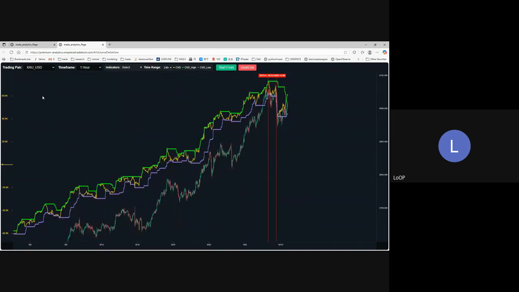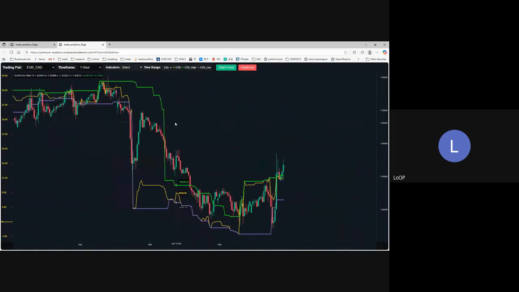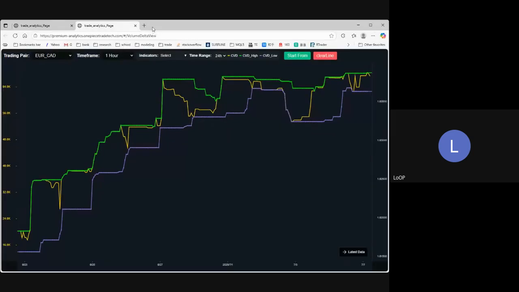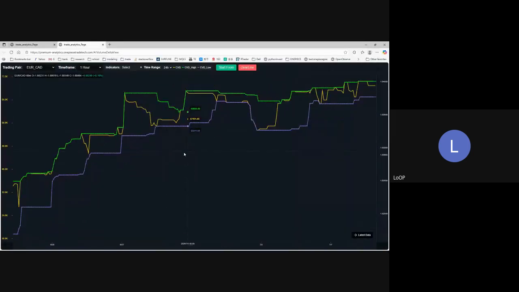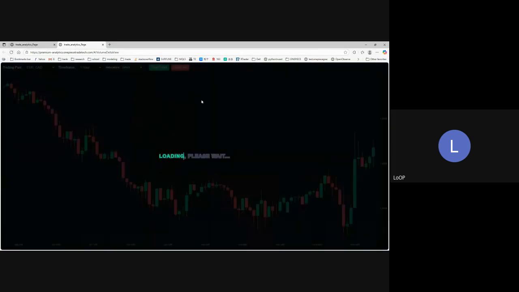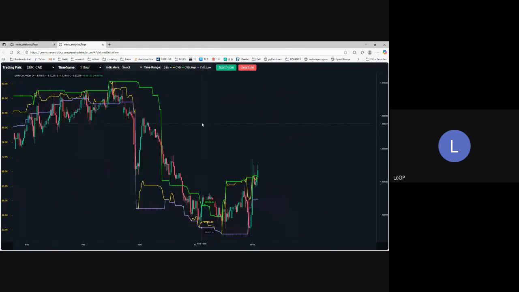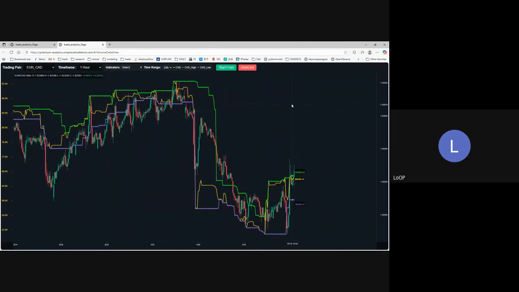Another, let's say, okay, EuroCAD. Okay, then just refresh the page. EuroCAD. Just look at how this indicator is leading the market.